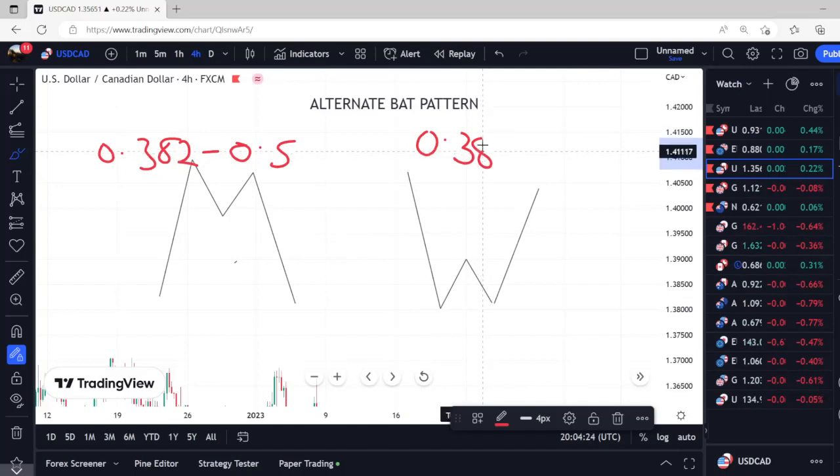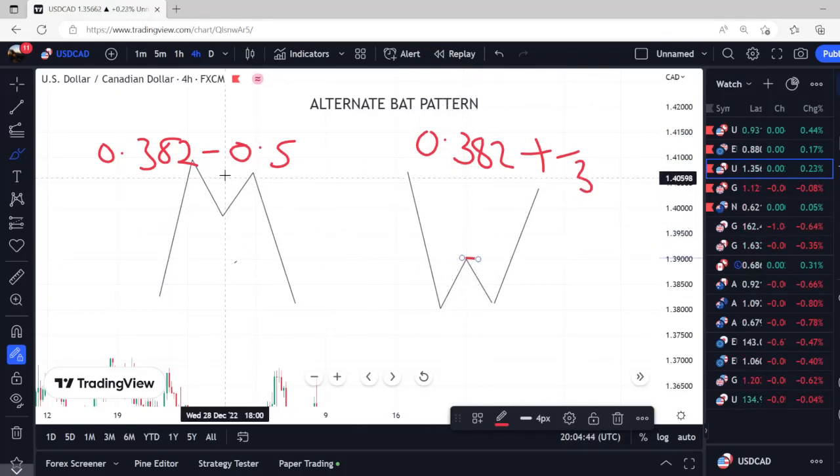So this can be plus minus 3%. Sorry. So that can be plus minus 3% for the B leg for the alternate bat pattern. Then for the bat pattern, the B leg is between 0.382 to 0.5. So that's the difference on the B leg.